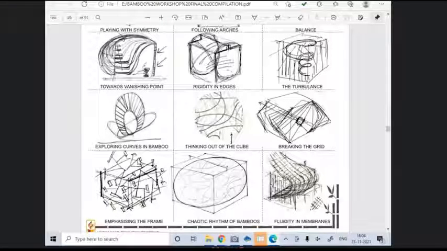The process started first with incorporating the site. Our site was a cube, which was a frame structure of plywood, and the second aspect was the chaotic rhythm of bamboos. After that, we thought about thinking out of the cube, so we made a mesh of split bamboo and covered the cube with it.